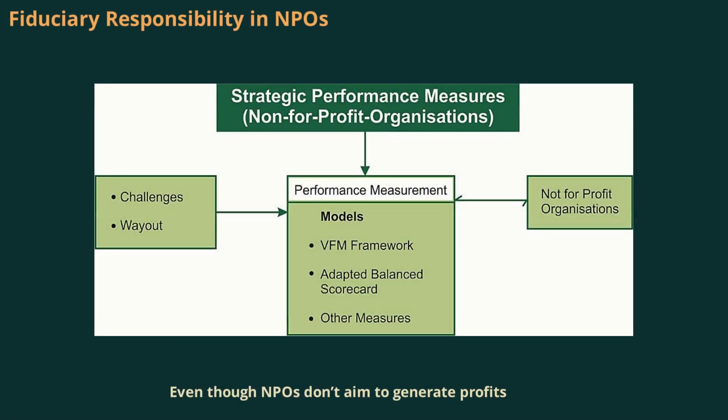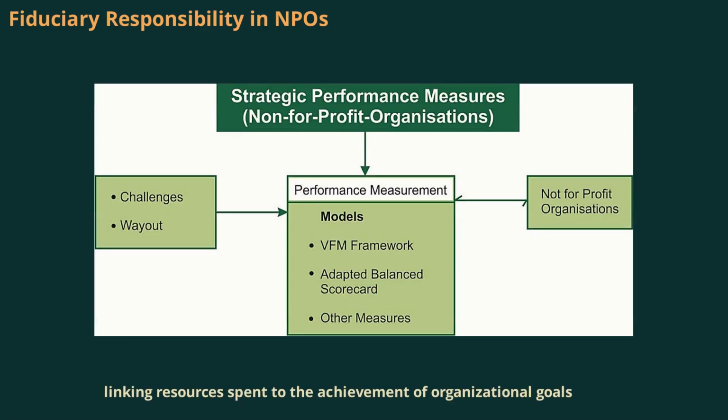Even though NPO don't aim to generate profits, they have a fiduciary duty to their contributors. This means they must ensure that the funds received are used for the intended purposes. Contributors expect transparency and accountability, so NPO must provide reasonable assurance that resources are being applied effectively. This responsibility is central to building and maintaining trust, which is vital for ongoing support and funding.